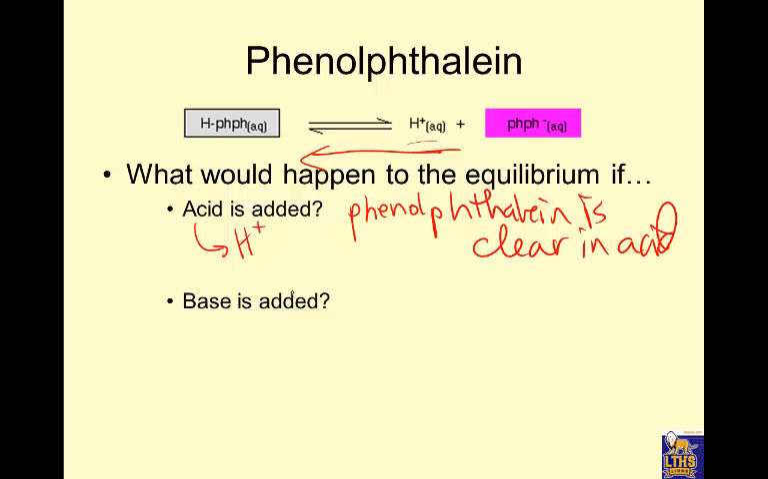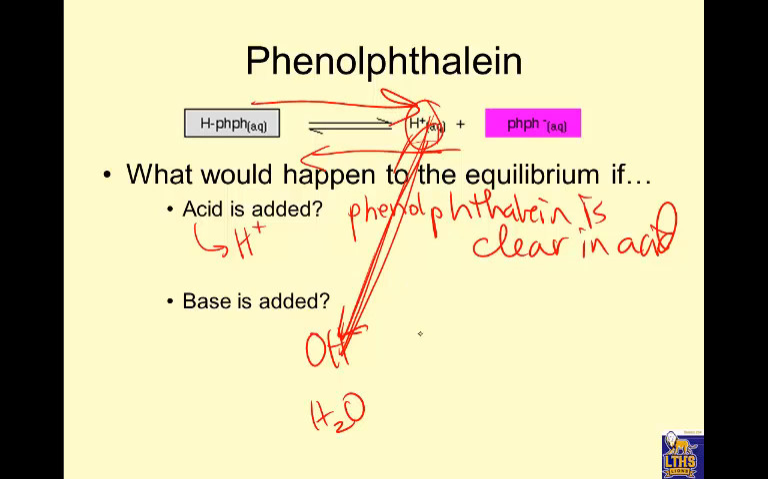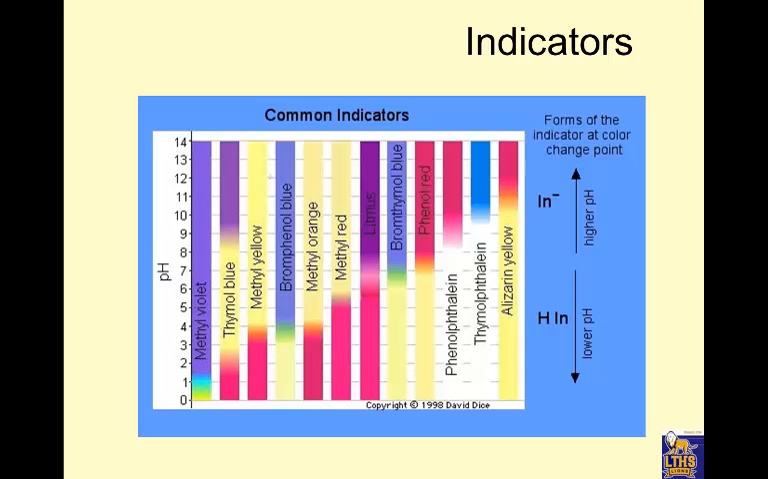Right. What if we add base? Well, base is adding hydroxide. Hydroxide reacts with H+ to pull it out and make water. Okay, if it's coming out of the equilibrium, then the equilibrium is going to shift. So phenolphthalein turns pink in base. Isn't that cool that we can use equilibrium to help us understand why indicators change color in acid and base?